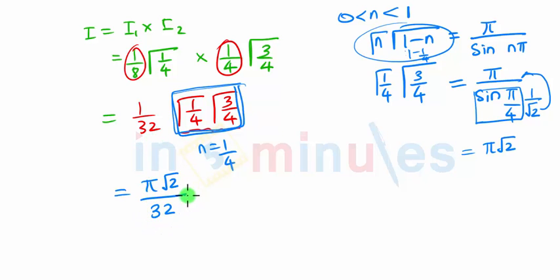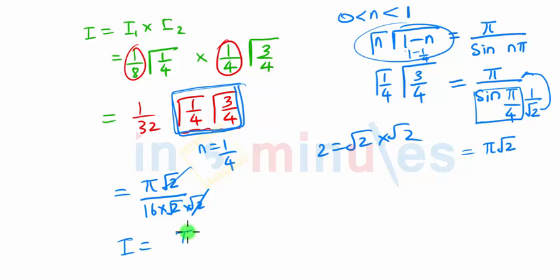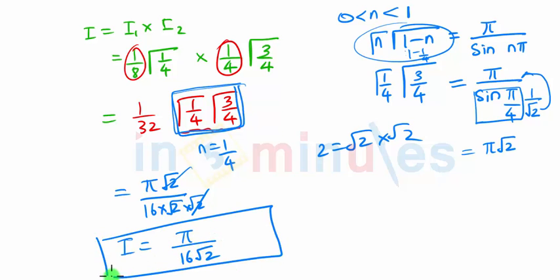So we can further simplify this. 32 can be written as 16 into 2, and 2 is nothing but root 2 into root 2. One root 2 will get cancelled and we get I equal to pi upon 16 root 2, and this is our final solution. So this is how we solve the problem on gamma function type 1.